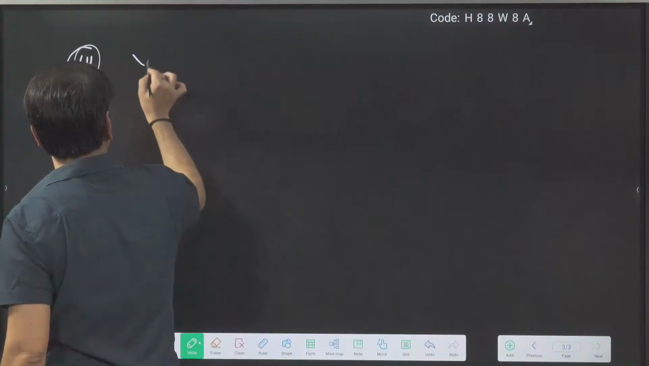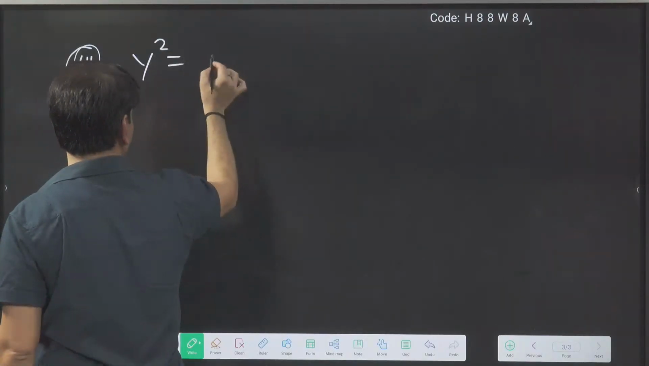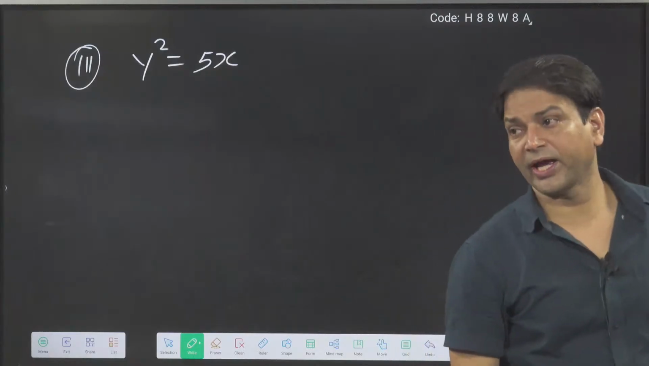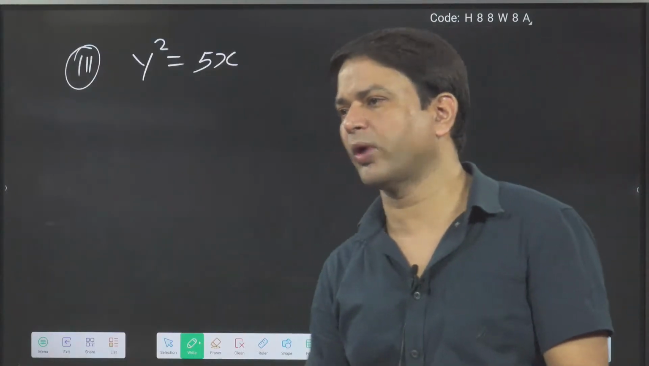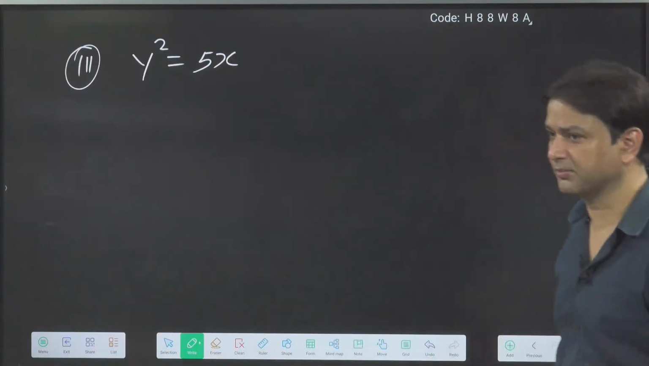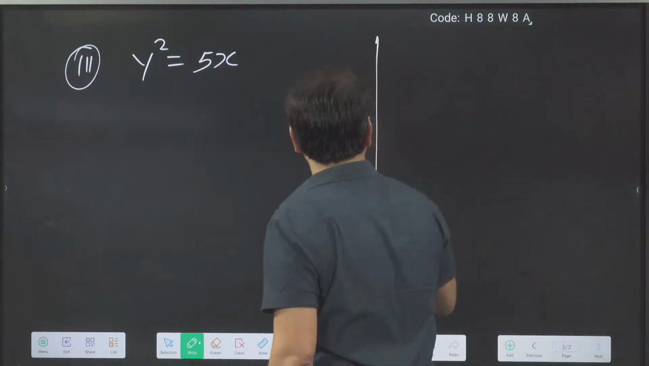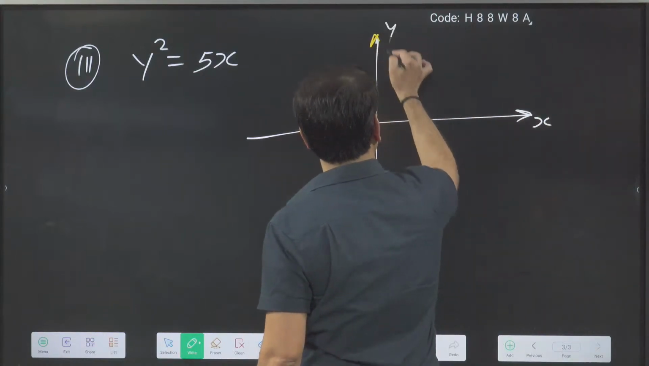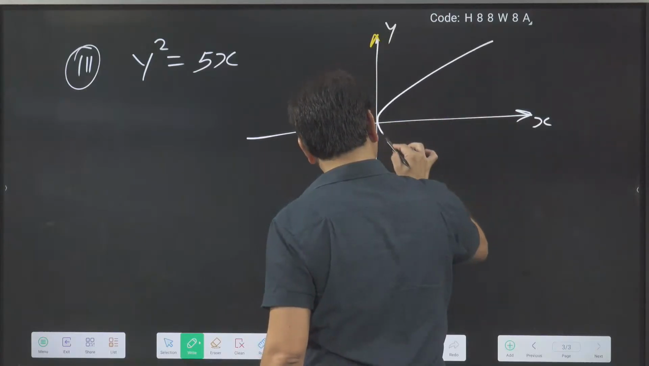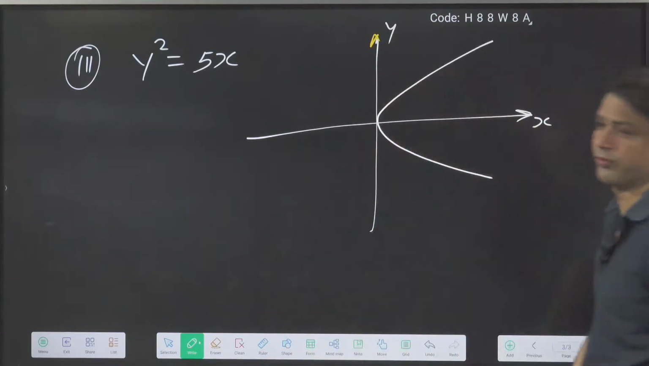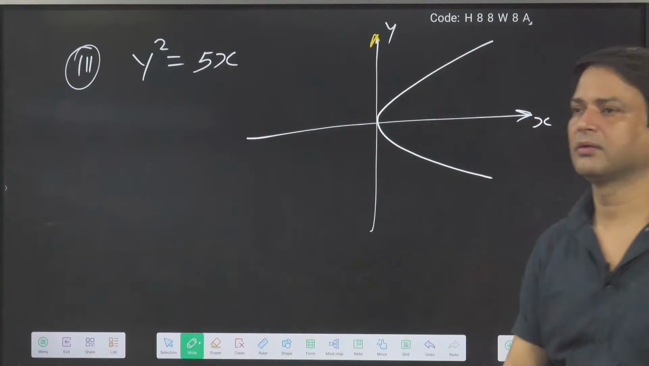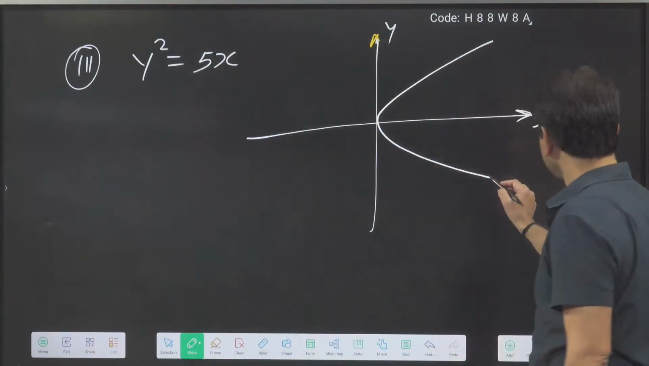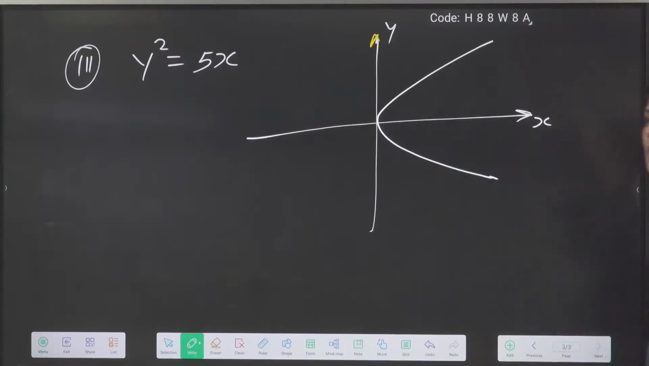Third one, y square is equal to, suppose I am giving 5x. Okay. Now in this equation we have the y square. If it is y square, then it is symmetric about the x-axis. Then that U we will put symmetric about the x-axis. Okay. Completed.